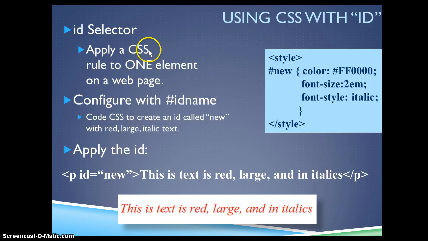If you want to apply to just one element, notice one element here, use the hashtag character in front of new. So here, instead of using class, we use ID, and we have equals new, and then we get red, large, and italics because we gave the font size to be 2em.